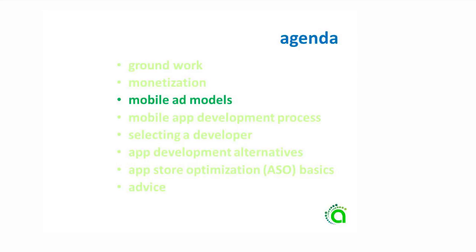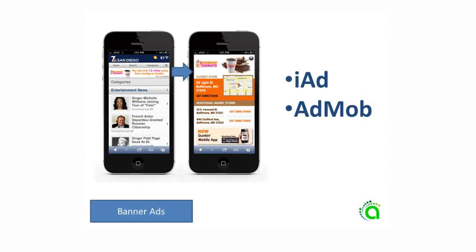So let me talk about the different mobile ad models. This is the banner ads. Most people think about this when they think of ads. It's where you have a banner at the top or below. And if you touch it, or if you accidentally touch it, all sorts of annoying things happen.